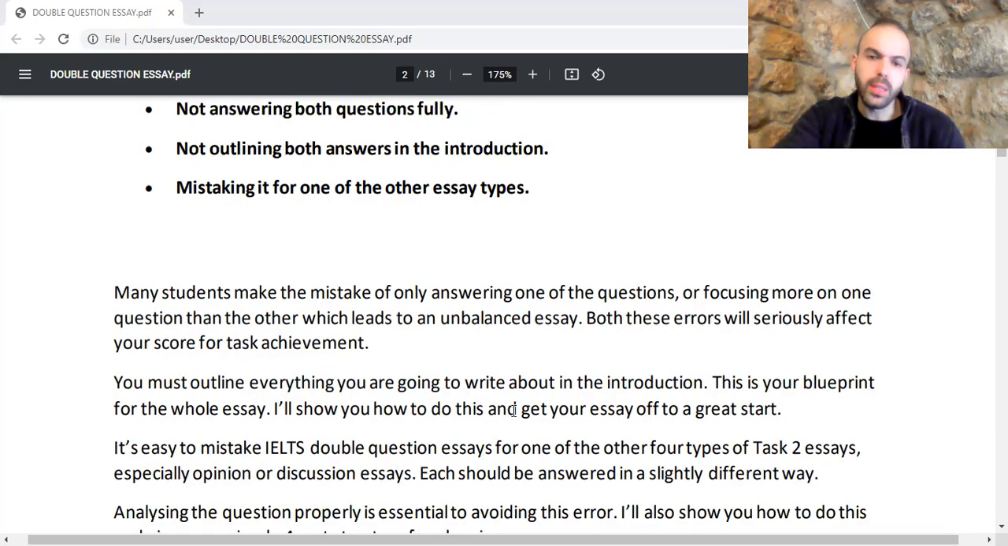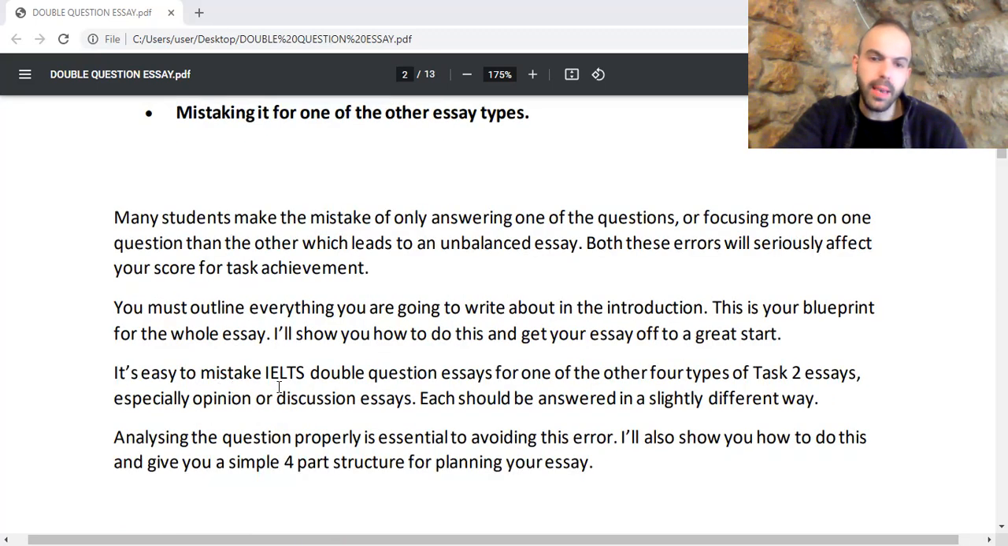You must outline everything you are going to write about in the introduction. This is your blueprint for the essay. Blueprint means your strategy, your scheme, your plan. I will show you how to do this and get your essay off to a great start.